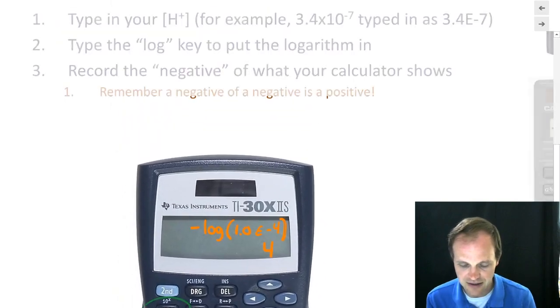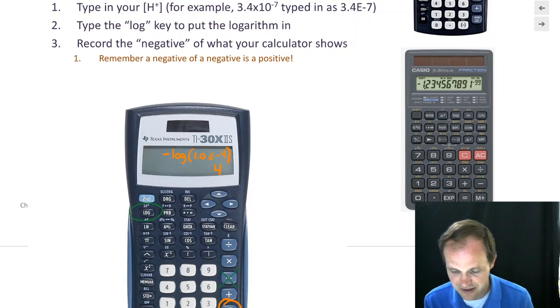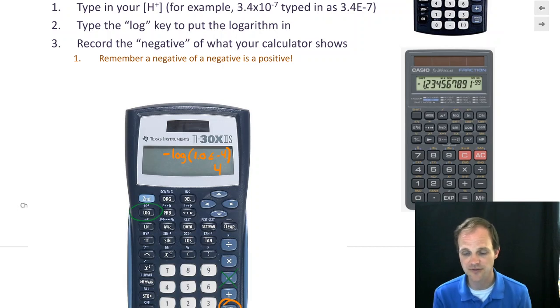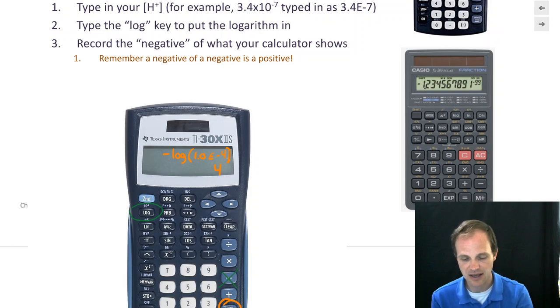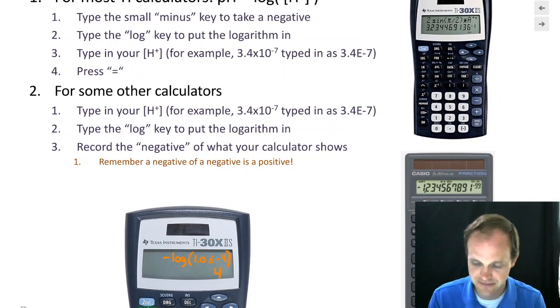If you've got a calculator that's maybe not as fancy or a little bit older, like say this Casio down here, you're going to type it in a slightly different order. You're going to type your H+ concentration first, then you're going to type log, then you're going to type negative. I won't show exactly how that works right now, but that's what you'll be doing. So that's how you type those into your calculator in order to get a pH.